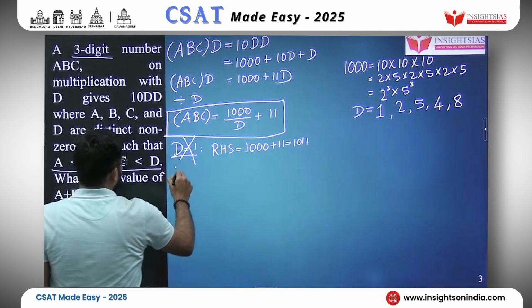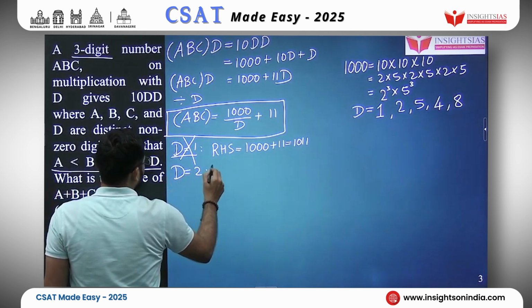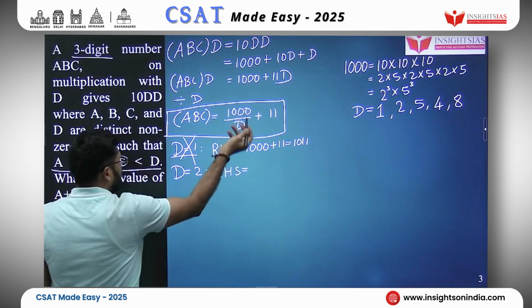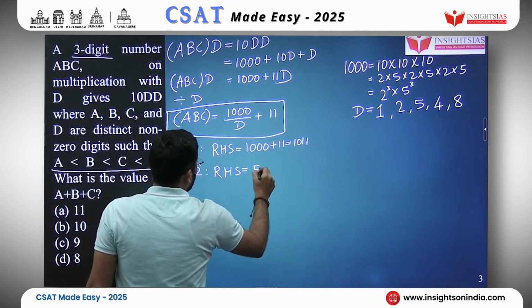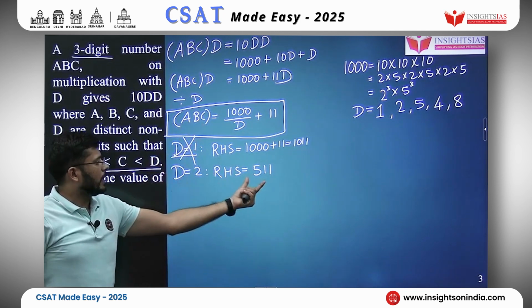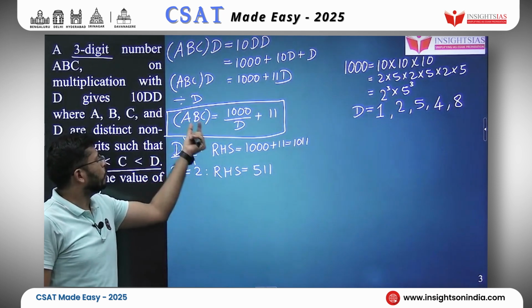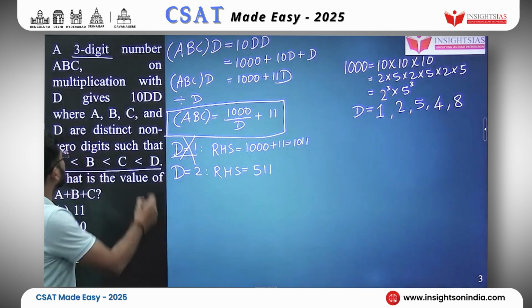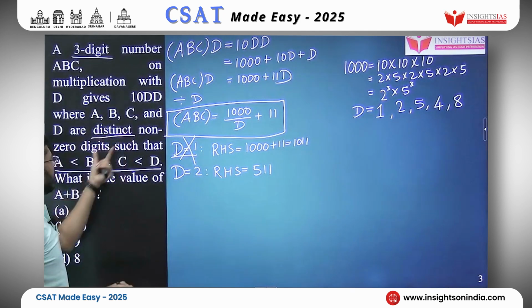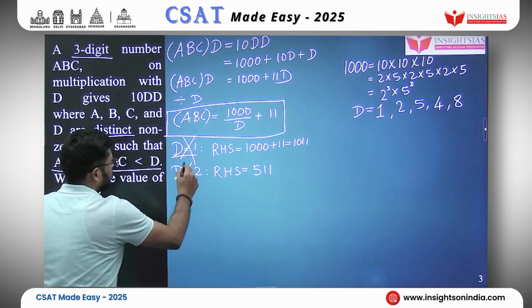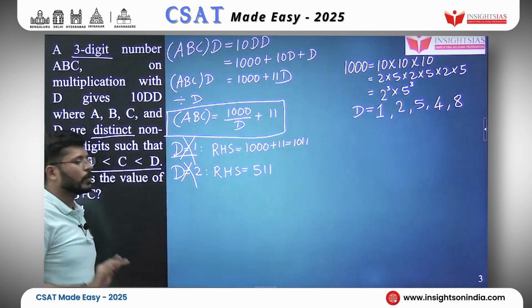We will try D equals 2. Then what will the RHS become? RHS would be 1000 by 2, 500. 500 plus 11, 511. Okay, very good. Here ABC is 511. So A should be 5, B should be 1, and C should be 1. However, we know that all the digits are distinct, and A is less than B is less than C is less than D. So that is not satisfying here. So this case also fails.